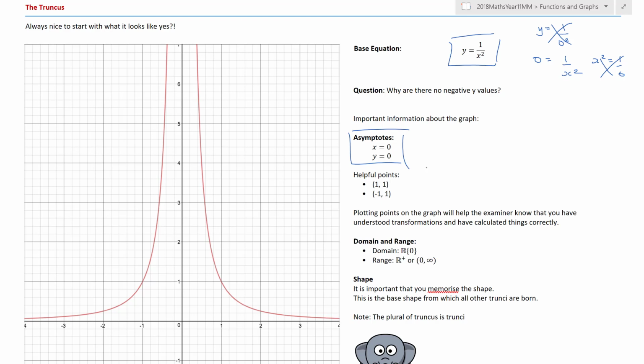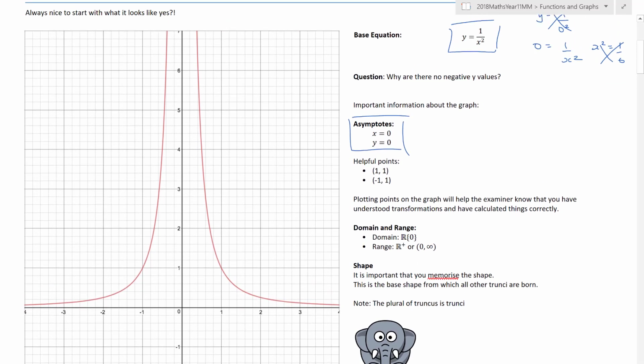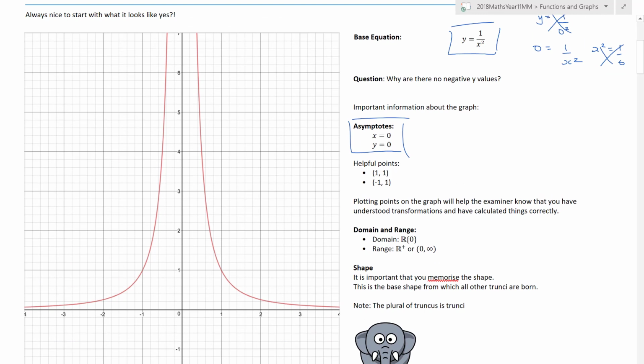Why are there no negative y values? If you look at this graph here, do you see it doesn't actually go below the x-axis? And again, you can infer this, or you already know this, because when you square a negative value, what actually happens to that negative? Well, a negative times a negative becomes a positive. And so that explains why this graph doesn't, in its untransformed state, go below the x-axis. So that's also really, really important.